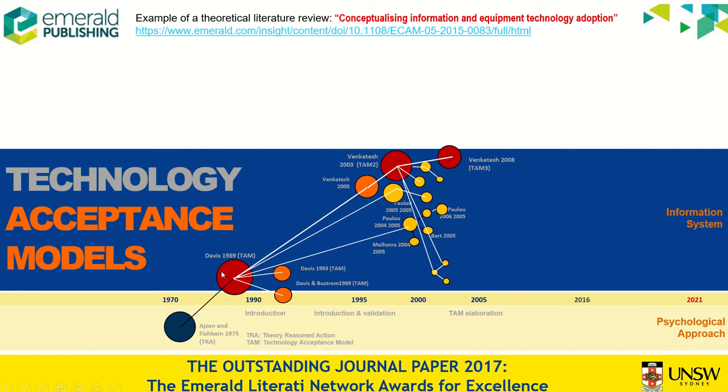This model was validated before the 2000s, but later extended and validated by Venkatesh in the context of information systems. The diameter of the circles represents the number of citations in Google Scholar and the reliability of the research. The darkness of circles and the thickness of lines show the relation with each other and their co-citations schematically.